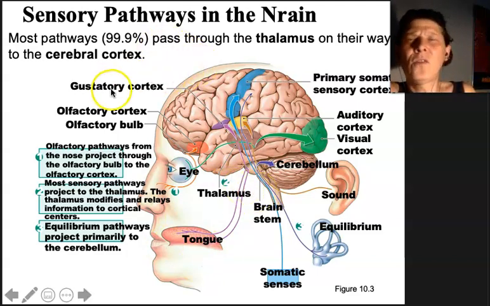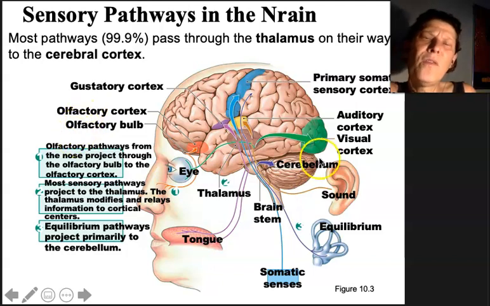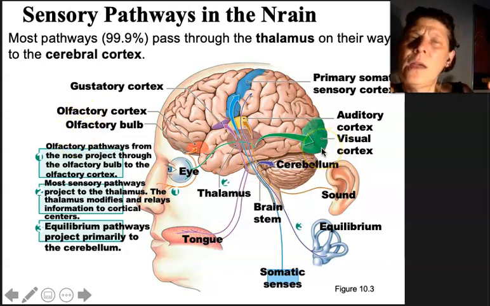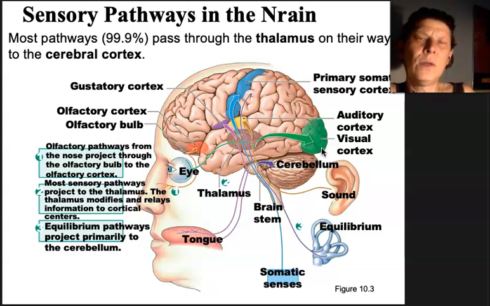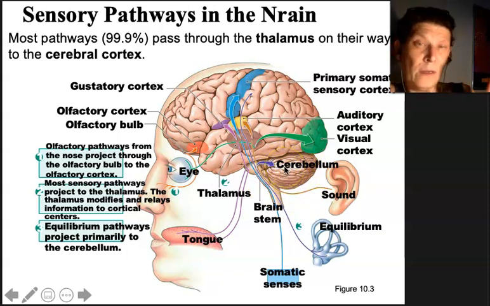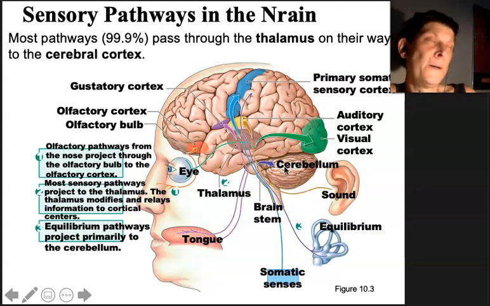So if it's taste, or smell, or vision, right? Those are the primary cortices we talked about, and the association cortices that allow us to interpret, understand, and put meaning to it. We also have information sent to the cerebellum, particularly when it comes to balance and sound.